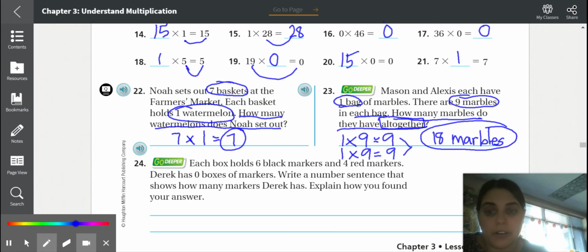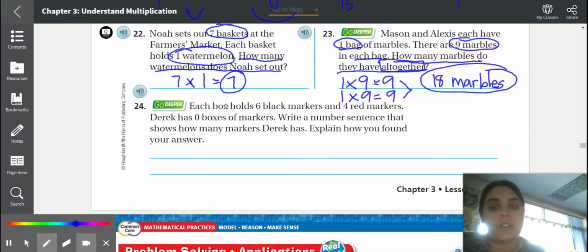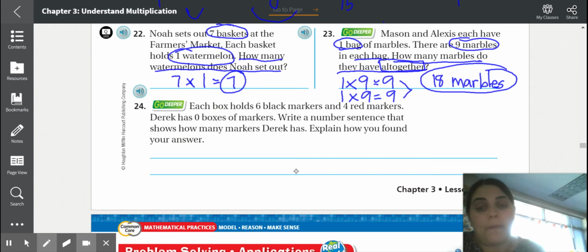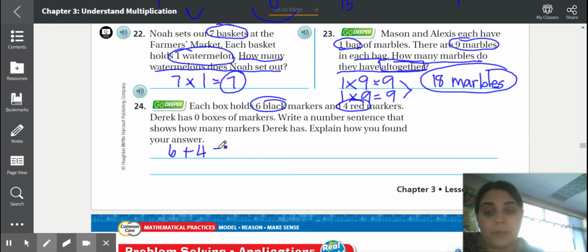Okay, let's do number 24. Each box holds 6 black markers and 4 red markers. Derek has 0 boxes of markers. Write a number sentence that shows how many markers Derek has. Let's start at the beginning. We know that one box holds 6 black and 4 red. So let's find out how many would be in one box by adding 6 black plus 4 red equals 10.